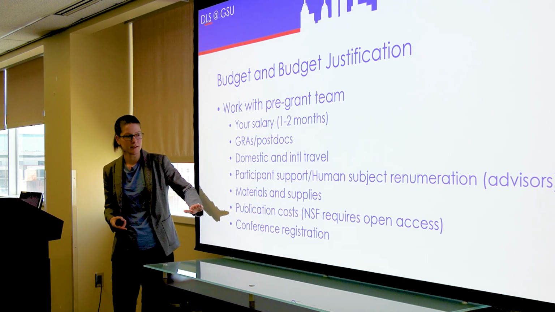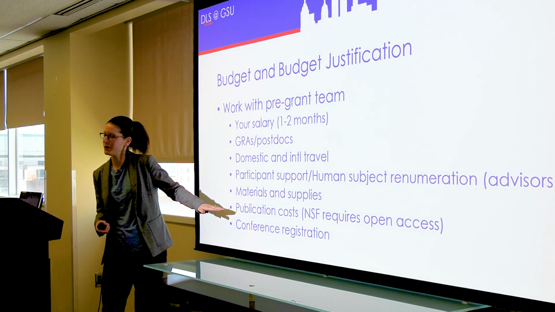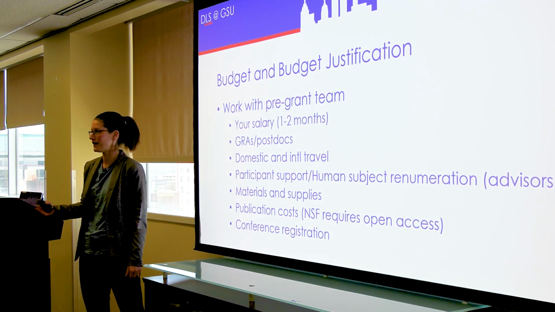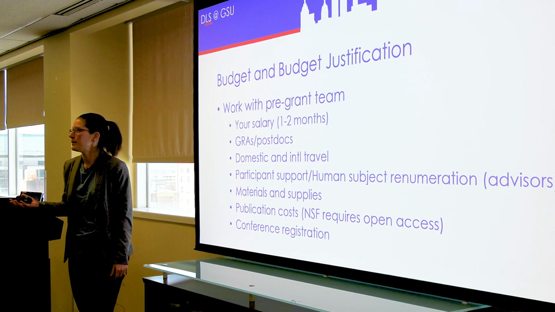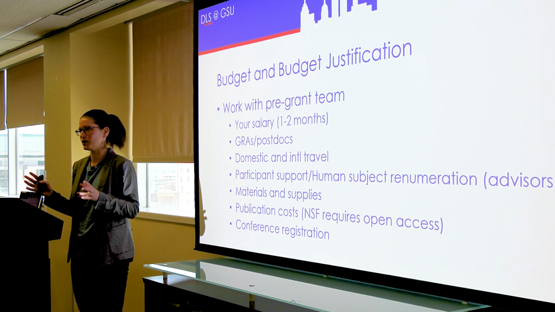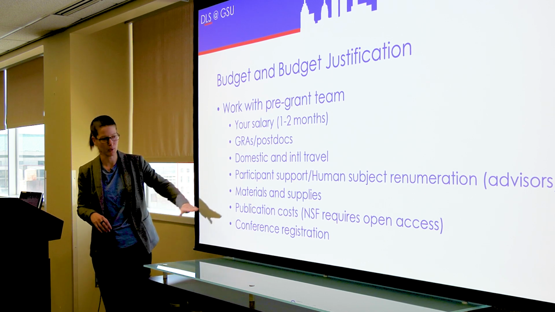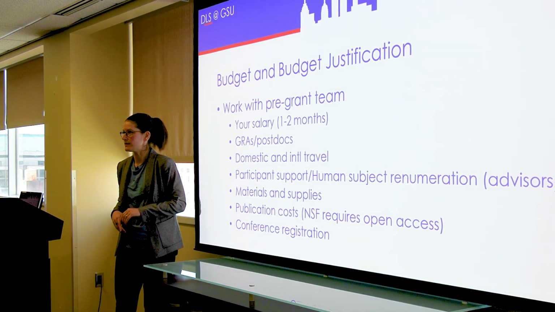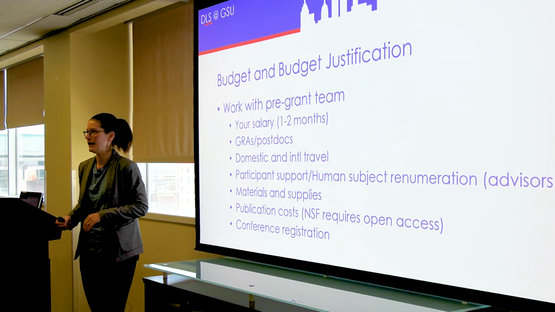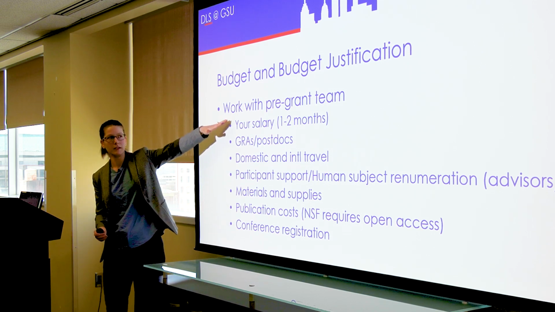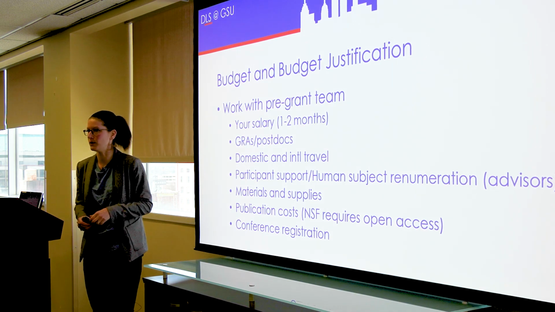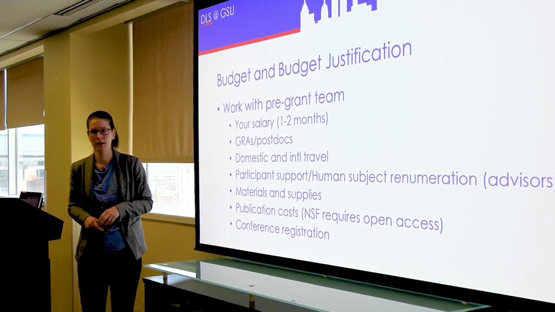And then publication costs. I don't know how many people are aware of this, but NSF requires that any publications from an NSF report are open access. This can be satisfied with like the author approved manuscript version, et cetera, but it's easier to just put open access publication fees as part of the grant. And then conference registration is another line. Again, if you just tell your pre-grant person which of these things or what amounts you want for each of them, they'll create a budget for you.